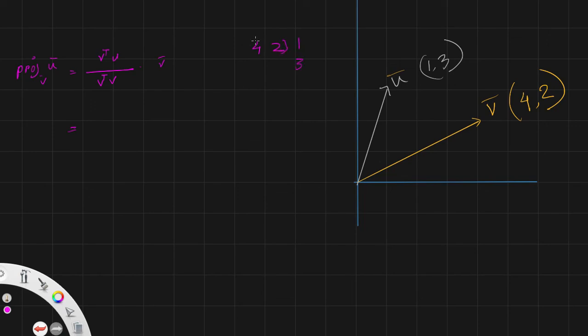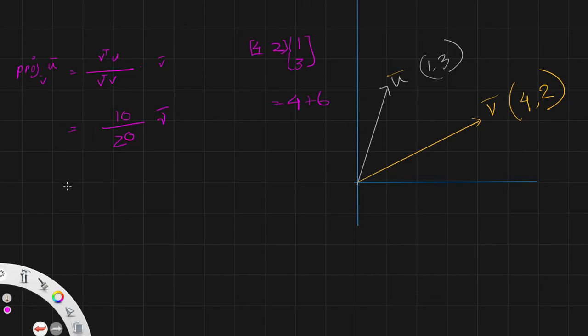So what do you get? V transpose u, we get 4 plus 2 into 3, 6, so we get 10 on top. We have v transpose v, which is just the square of v's magnitude, which is 4 into 4, which is 16, plus 2 into 2, which is 20. We get 20 at the bottom. We have got the vector v.